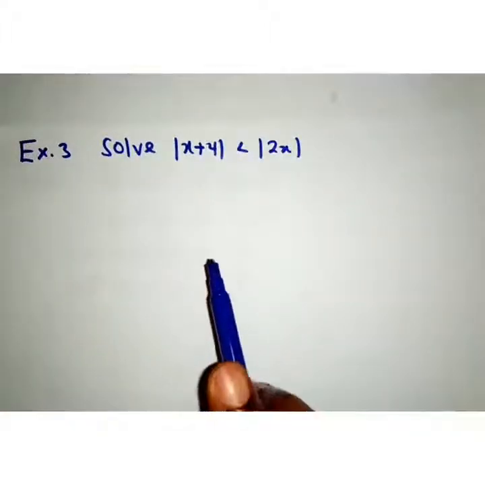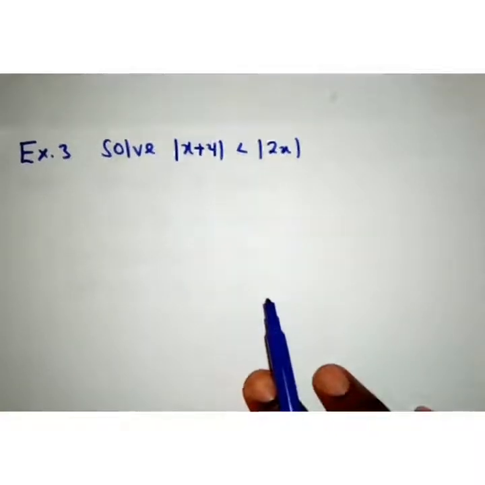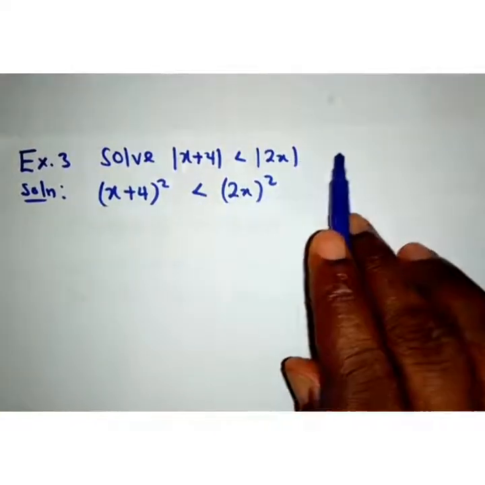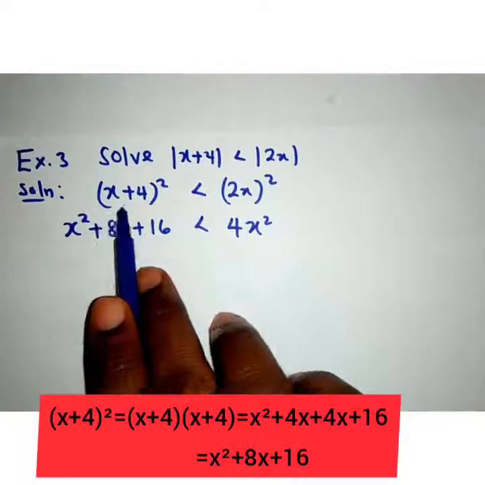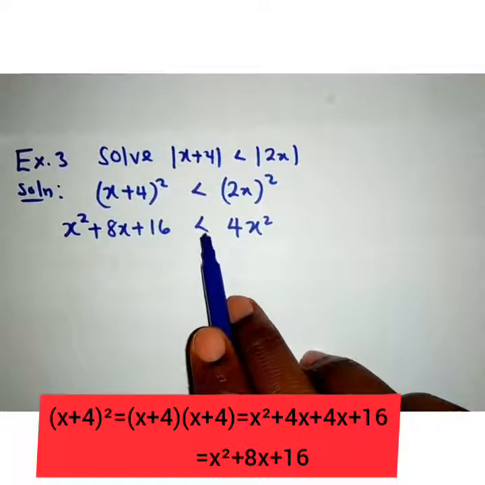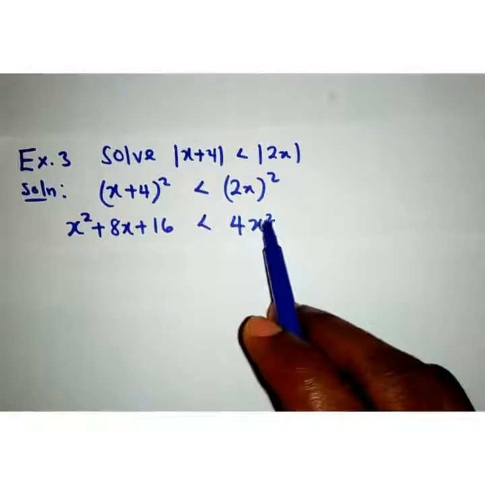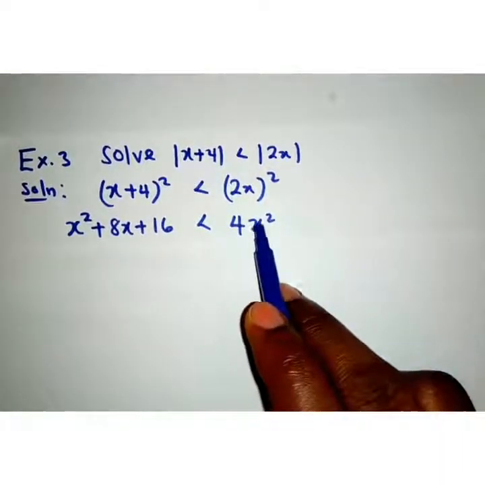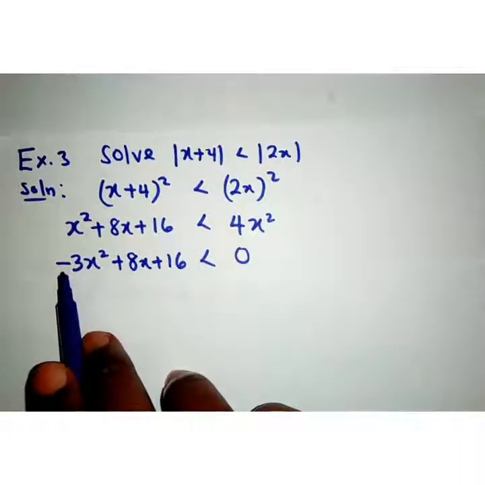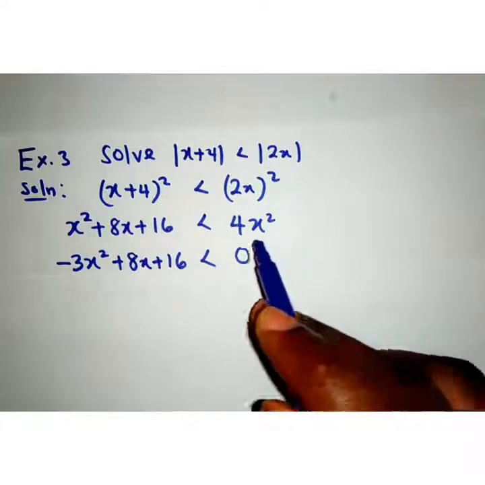We solve modulus of x plus 4 less than modulus of 2x by property 4. We square both sides of the inequality, and so if we square this, we have x squared plus 8x plus 16 less than 4x squared. We now subtract 4x squared from both sides so that we can have 0 on the right hand side. So we have x squared minus 4x squared to give us minus 3x squared plus 8x plus 16 less than 0.